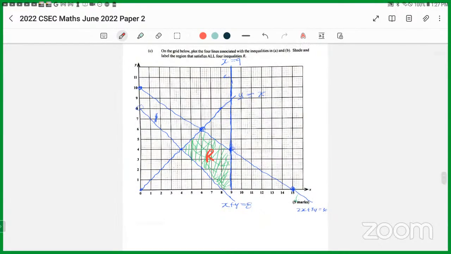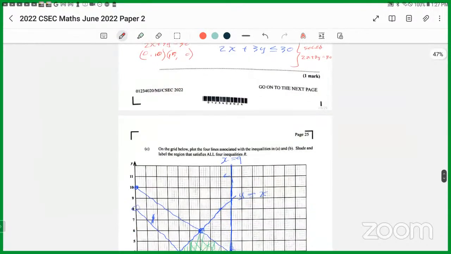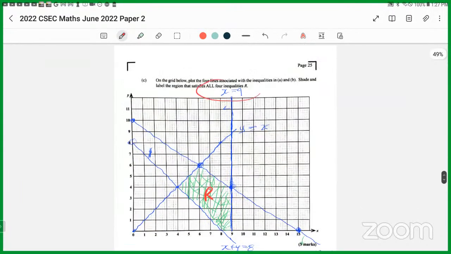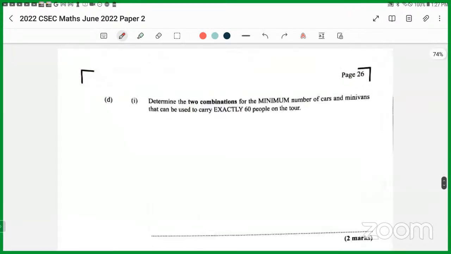So what else do I want us to do? Draw the graph. All right. I did that, right? I'll shade the region. I will put in the R. All right. What else do I want us to do now? So it says determine the two combinations of the minimum number of cars and minivans that can be used to carry exactly 60 people to the tour.